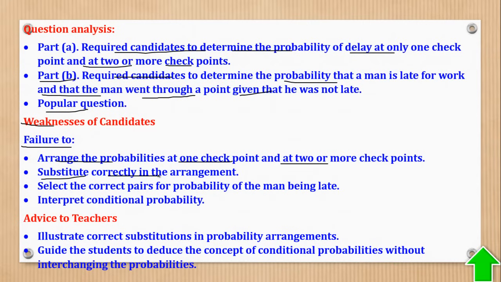Then failure to substitute correctly in the arrangement was also a challenge, substituting the complements. Then failure to select the correct pairs of probabilities of the man being late. That means that they didn't draw tree diagrams. Then failure to interpret conditional probability. So the word given means a conditional probability. Advise that teachers should illustrate correct substitutions in probability arrangements. Then teachers should guide students to deduce the concept of conditional. So each time you see given, it is a conditional probability. So you need to go slow.